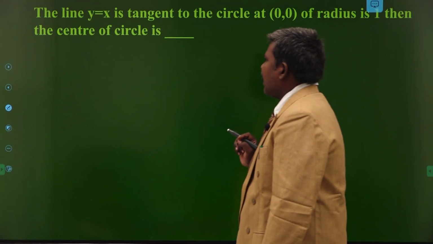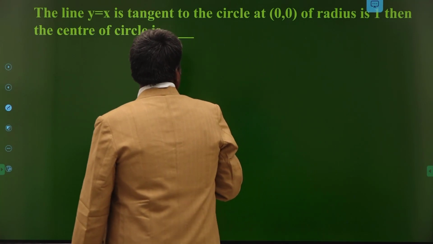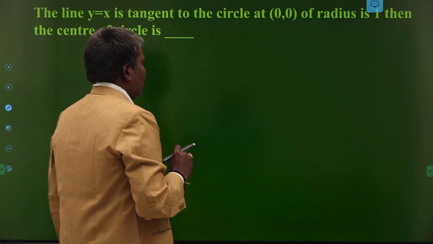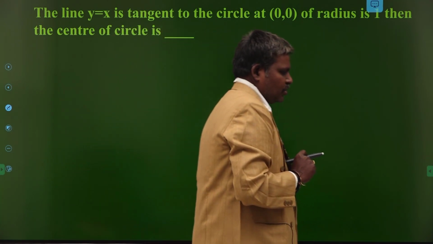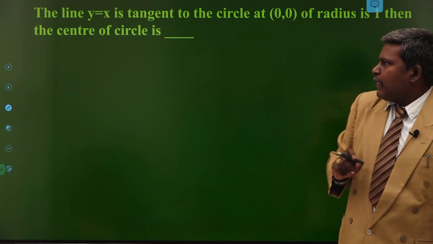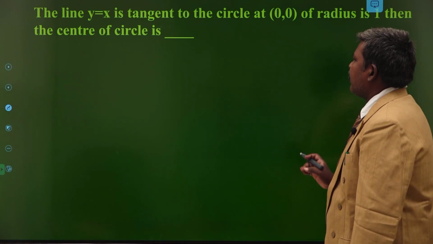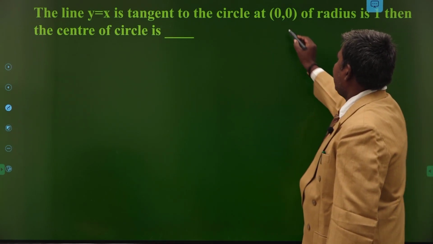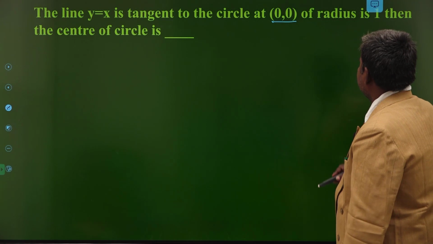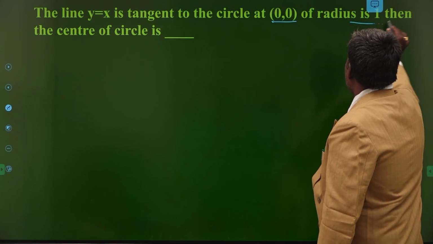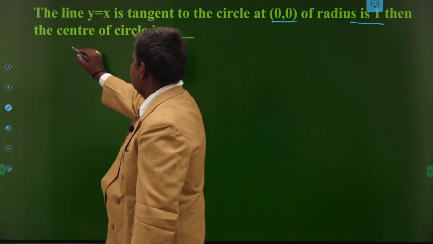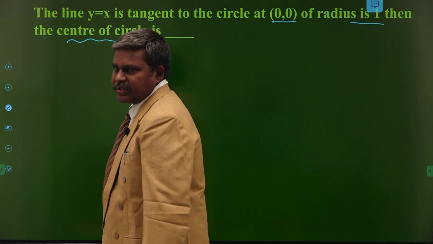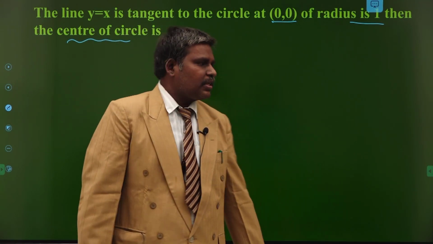See this one: the line y equal to x is tangent to the circle at 0, 0 of radius 1, then the center of the circle is what? This is the question. The line y equal to x is tangent to the circle at 0, 0 and having radius 1 unit, then you have to find out the coordinates of the center of the circle.